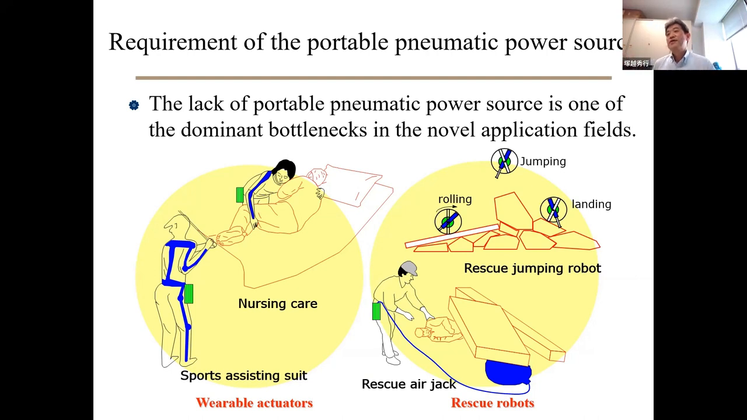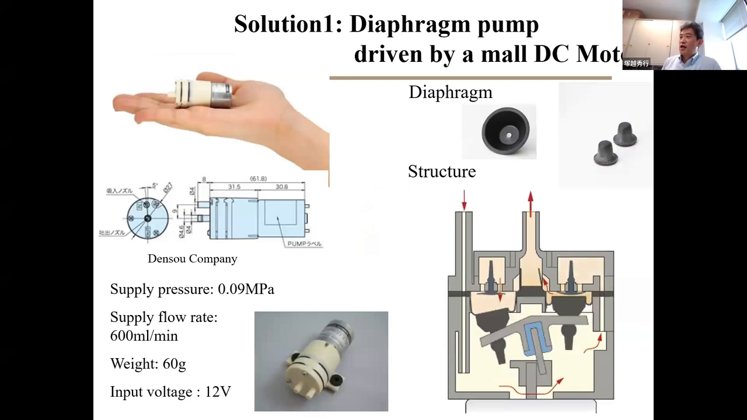So currently, many types of smaller pneumatic pumps are merchandised. This is one of the products. It's a very handy size and very compact, and it can, to my surprise, generate 0.09 megapascal. It is driven by very small electric motors.